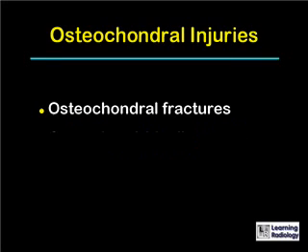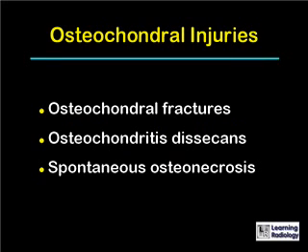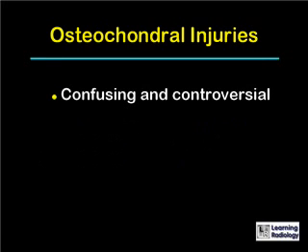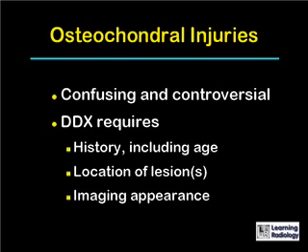Osteochondral injuries include osteochondral fractures, osteochondritis dissecans, and spontaneous osteonecrosis. This group comprises a confusing and controversial group of injuries on which there is no uniform agreement as to how they occur or whether they all exist as separate entities. Differential diagnosis requires history, including the age of the patient, of course the location of the lesion, and their imaging appearance.